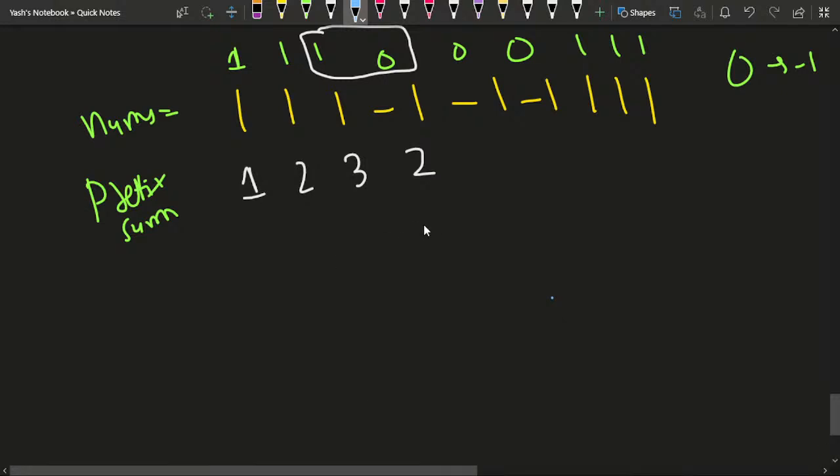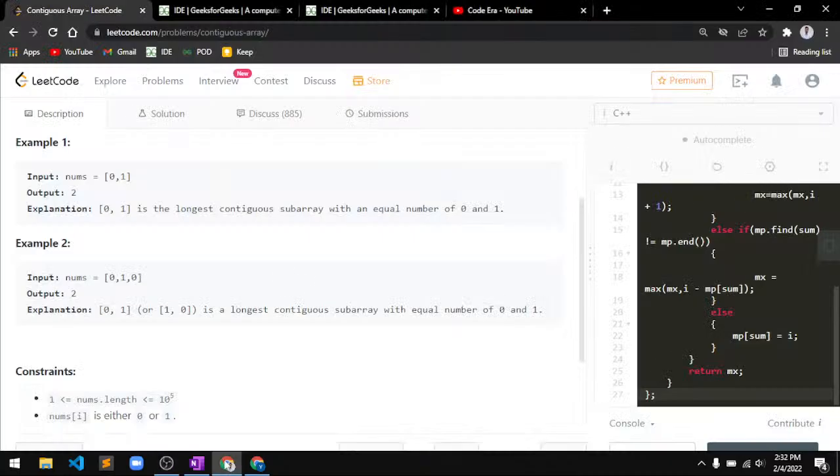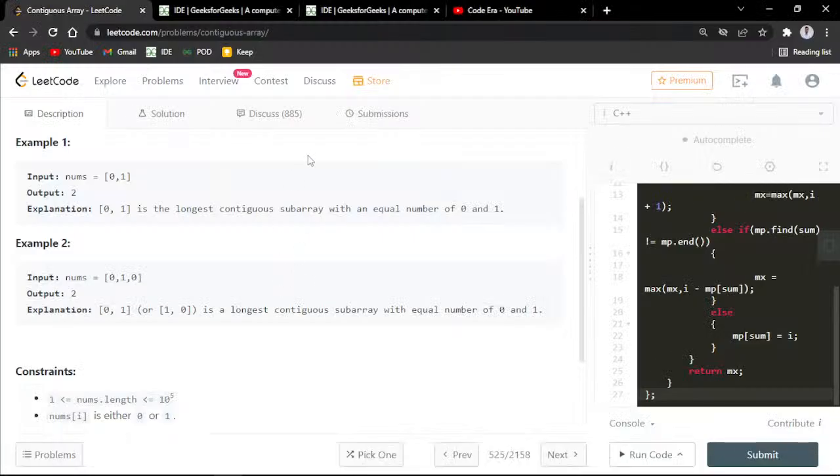Is it working? Okay, right, up till now I can say it's working.